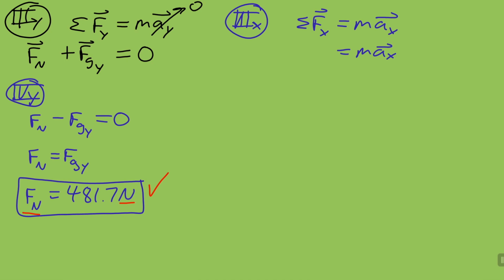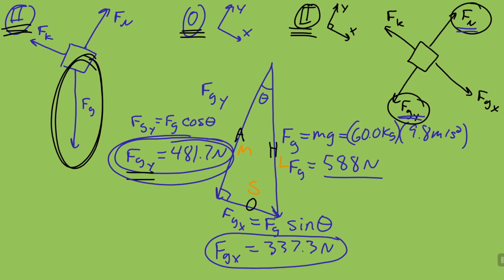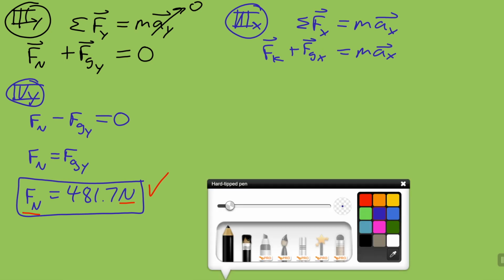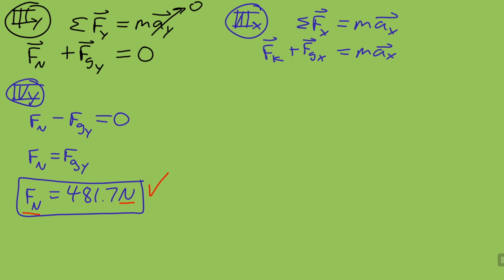Sigma f sub x. Go back to our good free body diagram. Grab all of our x direction forces. So that's f sub k, f sub gx. Put hats on them and plus them together. So f sub k with a hat plus f sub gx with a hat. On to the math. Step 4 on the x side.